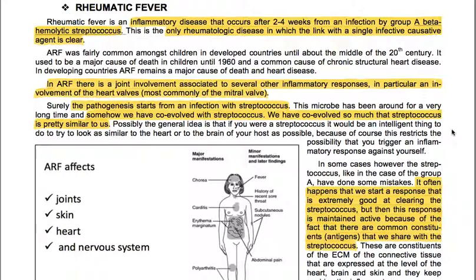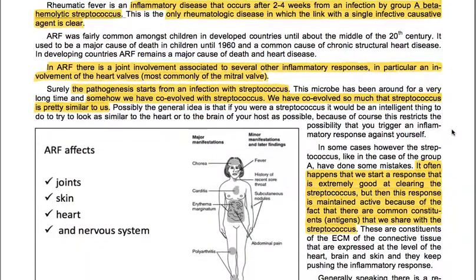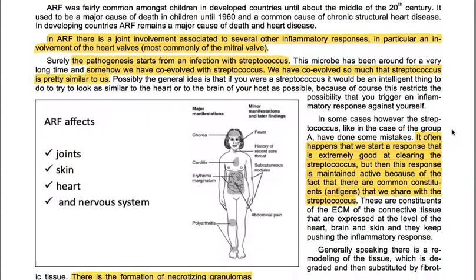In some cases, however, the Streptococcus, like in the case of the group A, have done some mistakes. It often happens that we start a response that is extremely good at clearing the Streptococcus, but then this response is maintained active because of the fact that there are common constituents, antigens, that we share with the Streptococcus. These are constituents of the extracellular matrix of the connective tissue that are expressed at the level of the heart, brain and skin, and they keep pushing the inflammatory response.